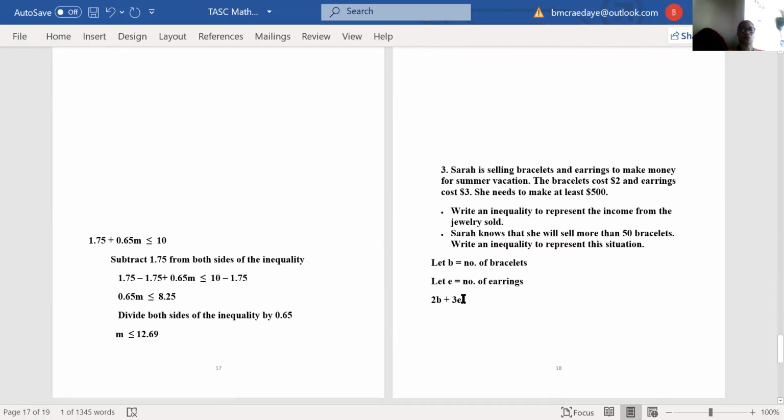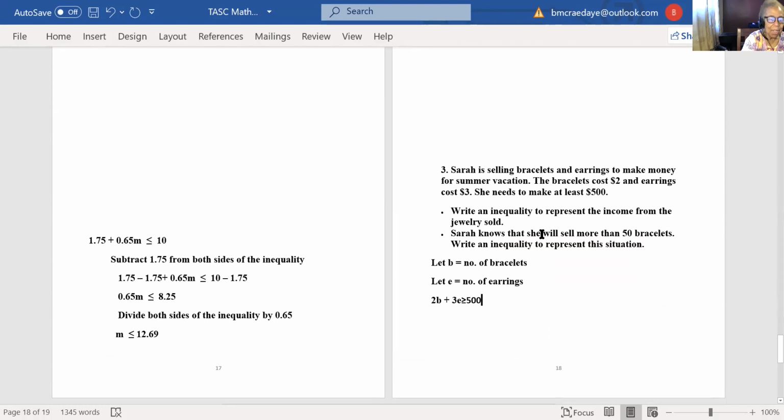Okay, so greater than or equal is our inequality symbol. And what would that be? Greater than or equal what, Maureen? The 500. In other words, the amount she makes from the bracelets plus the amount she makes from the earrings must be greater than or equal to 500. Okay, so that would be the inequality.